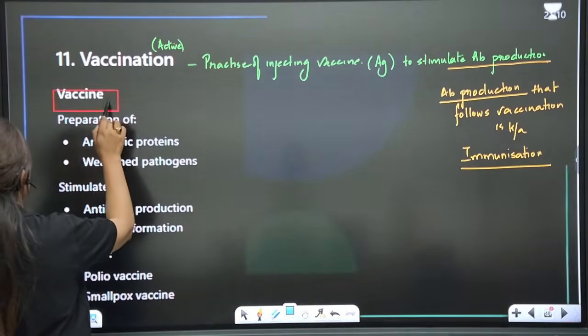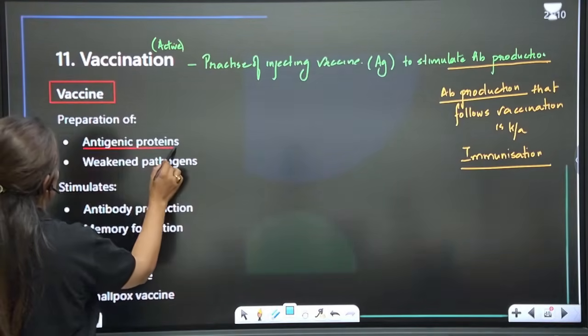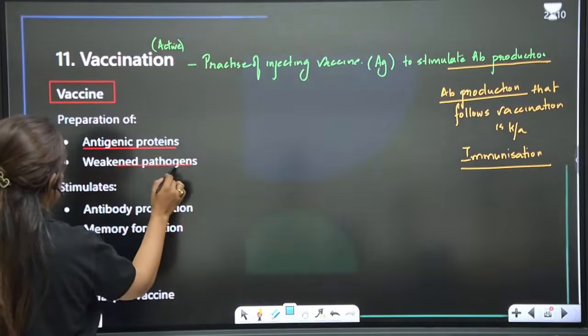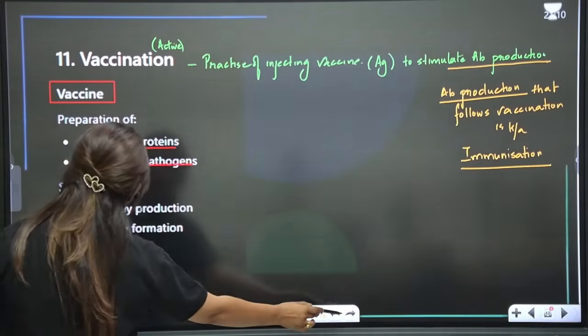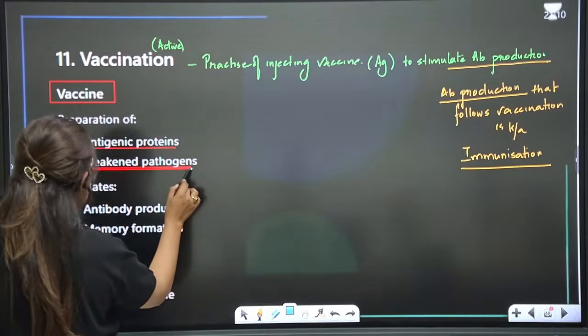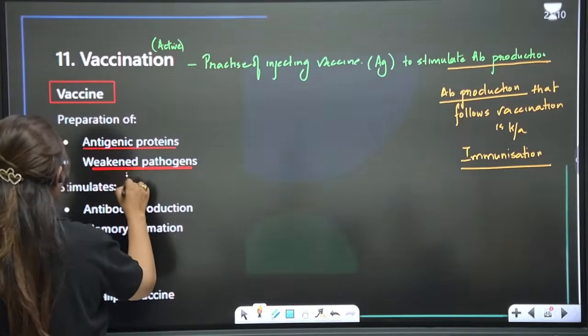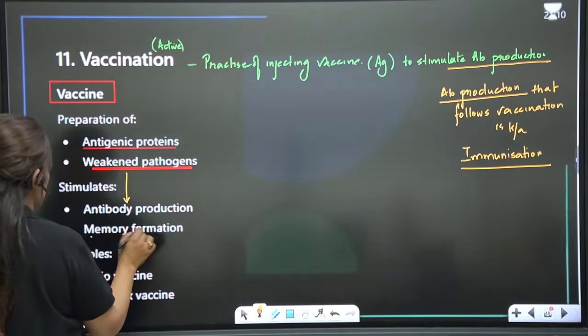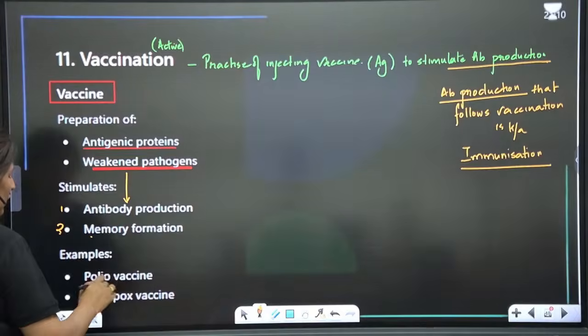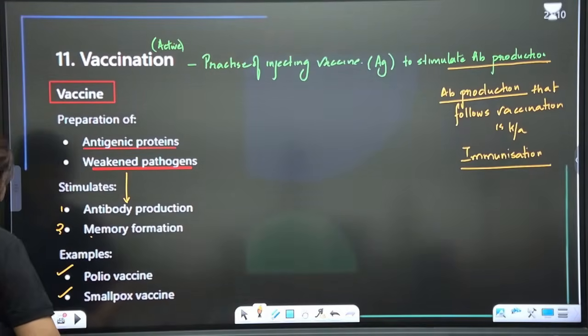So what does a vaccine consist of? It consists of antigenic proteins or the weakened pathogens. Is that clear? And what does it do? It stimulates the antibody production and memory formation. Clear? For example, the polio or smallpox vaccine.